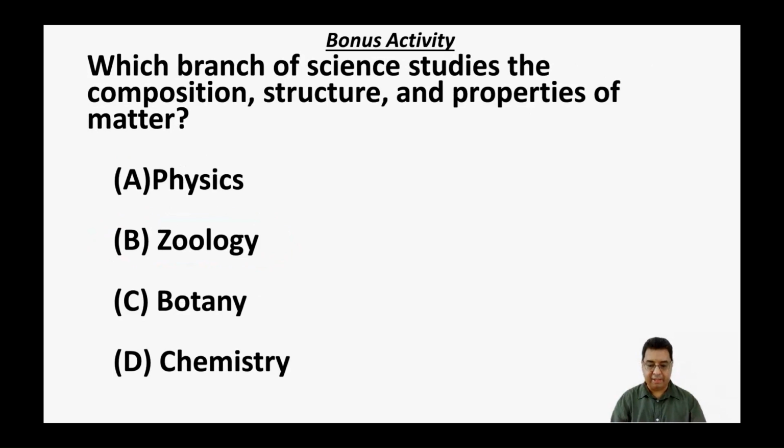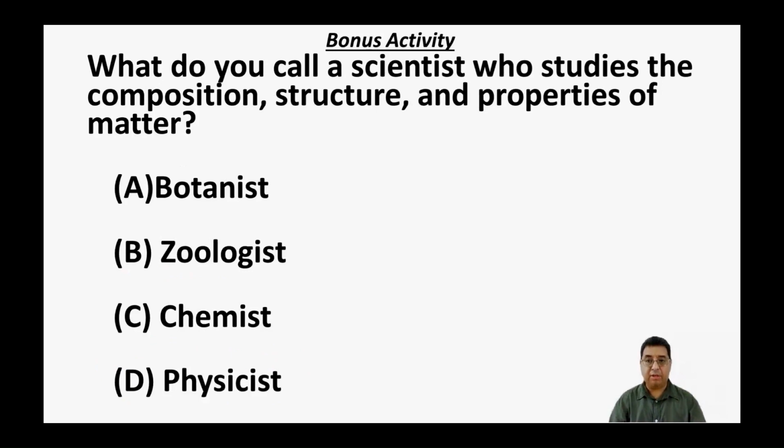Which branch of science studies the composition, structure, and properties of matter? A, physics, B, zoology, C, botany, or D, chemistry? That's right, D, chemistry. What do you call a scientist who studies the composition, structure, and properties of matter? A, botanist, B, zoologist, C, chemist, or D, physicist? That's right, it's C, chemist.